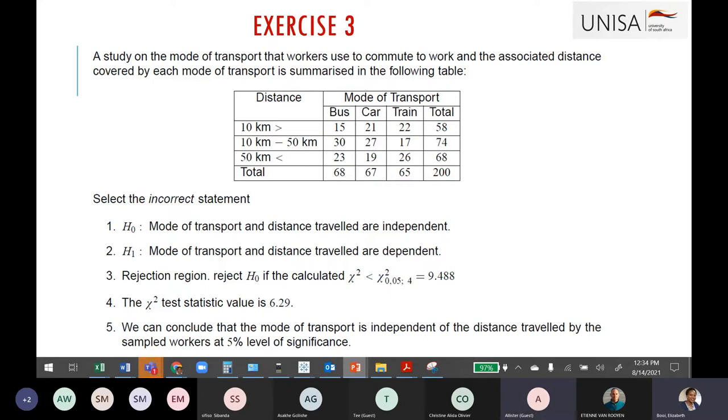Select the incorrect statement. Number one, is it correct or incorrect? Correct. It's null hypothesis, independent. It is correct. Number two. Correct. Number three. Incorrect.